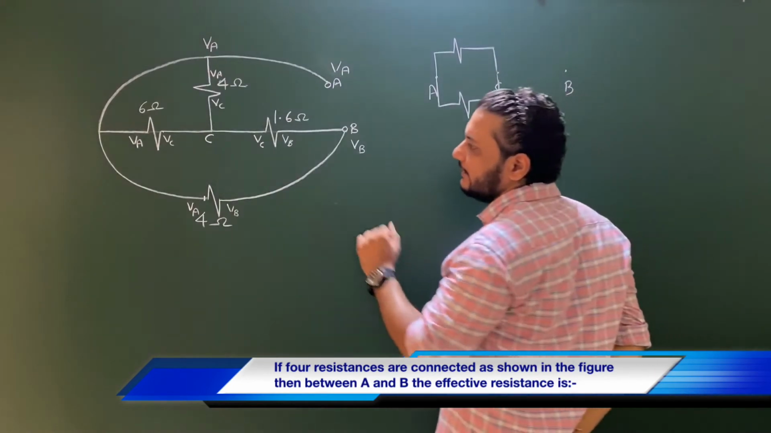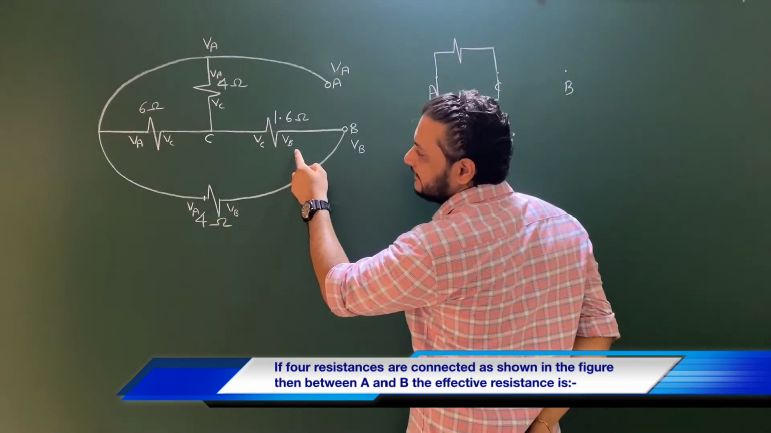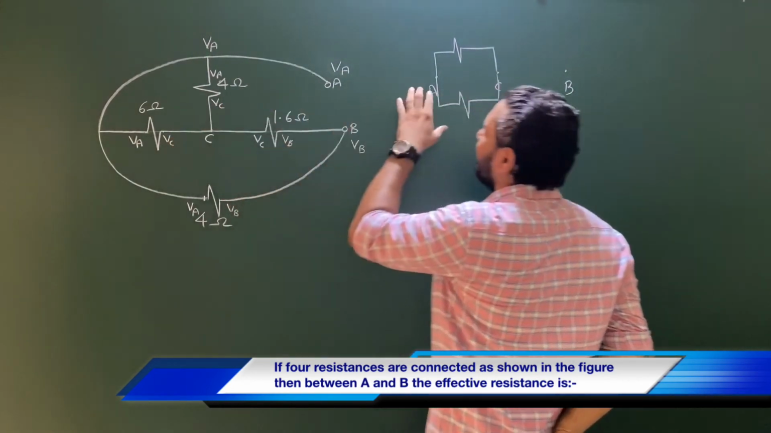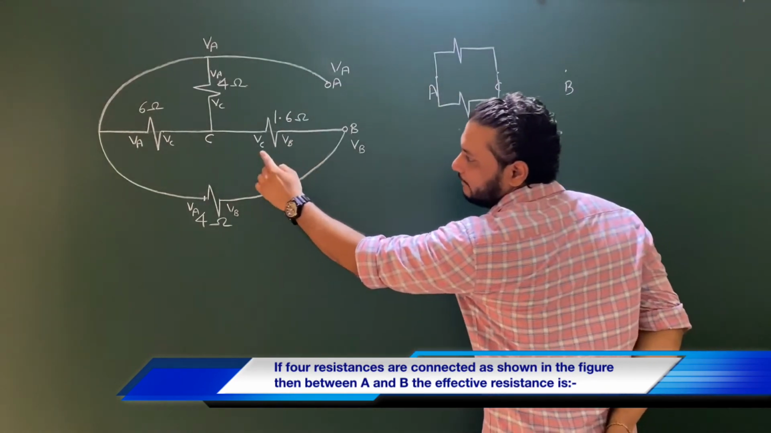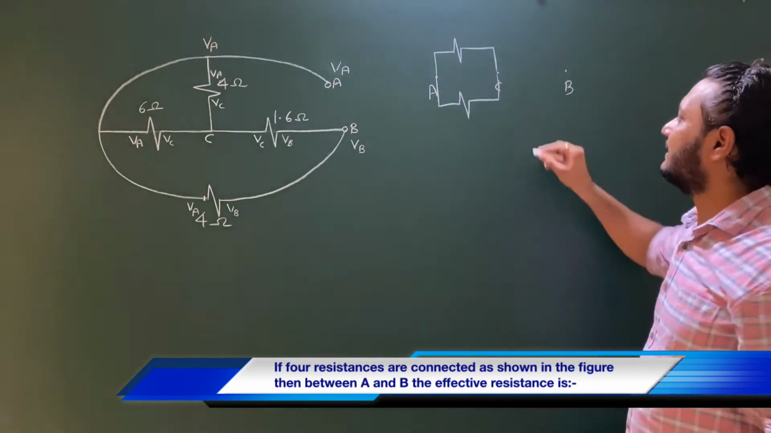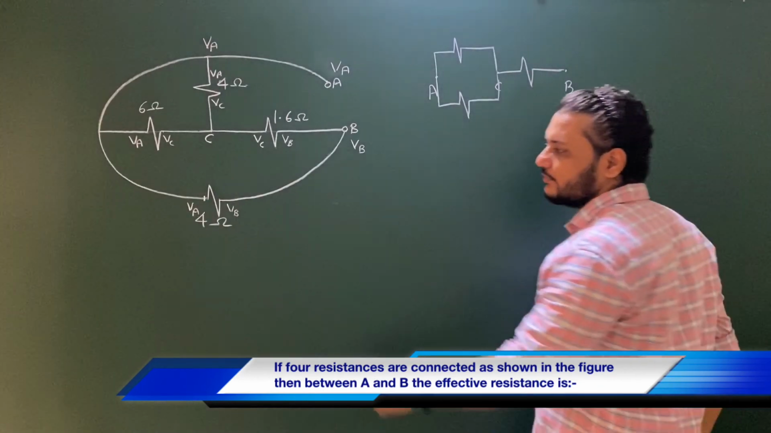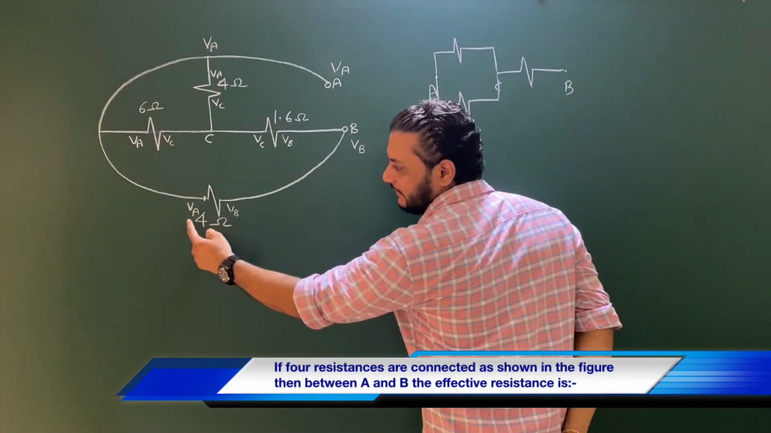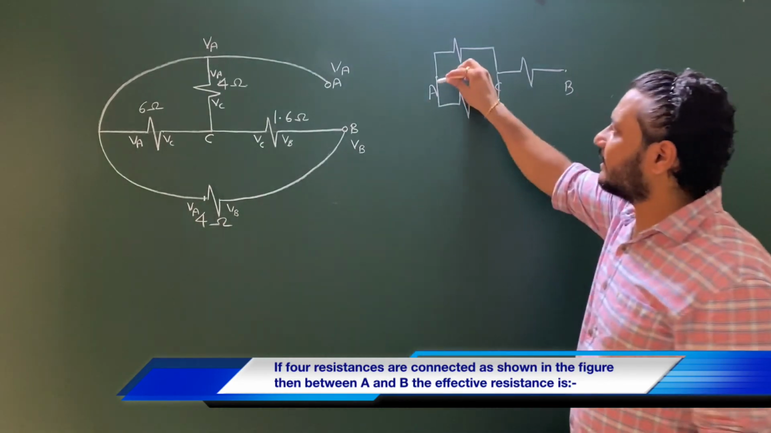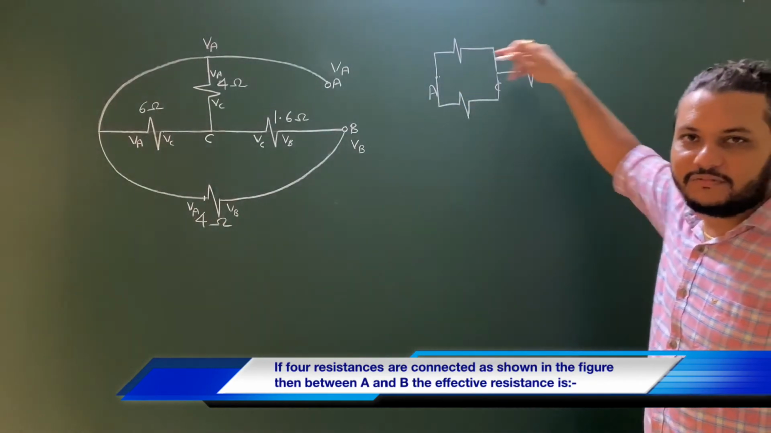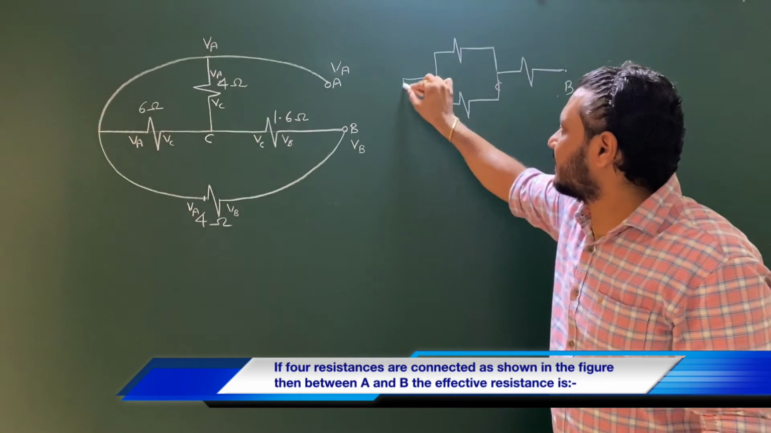Similarly, between points B and C there is one resistance. These two are between A and C, and this resistance is between B and C. So let us draw one resistance between B and C. And at last, this is the resistance connecting A and B. So this point is A, this point is B, and between A and B the resistance is connected something like this.